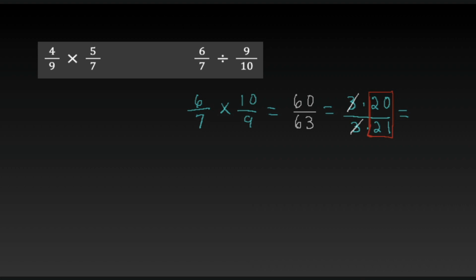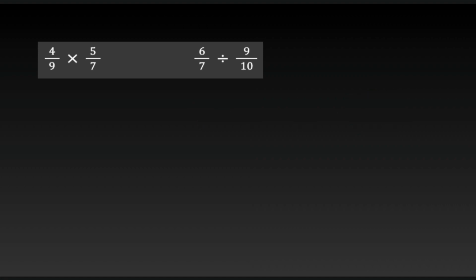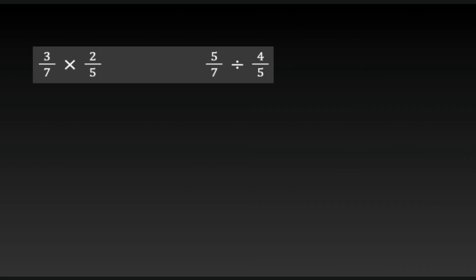Let's go over a couple more examples. This time we have 3/7 times 2/5. I'm looking, and there isn't anything to simplify. We have 3 times 2, which is 6, over 7 times 5, which is 35. So we have 6 over 35.